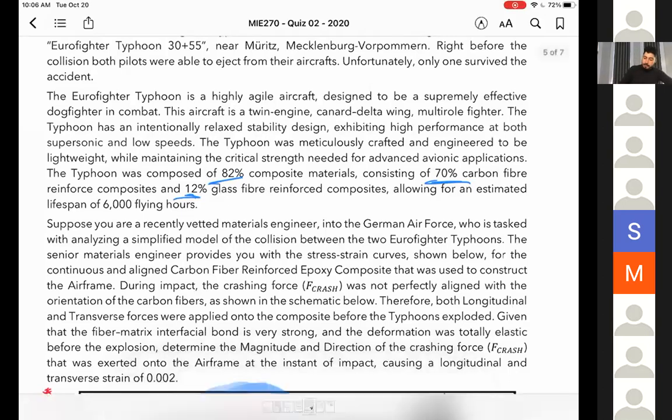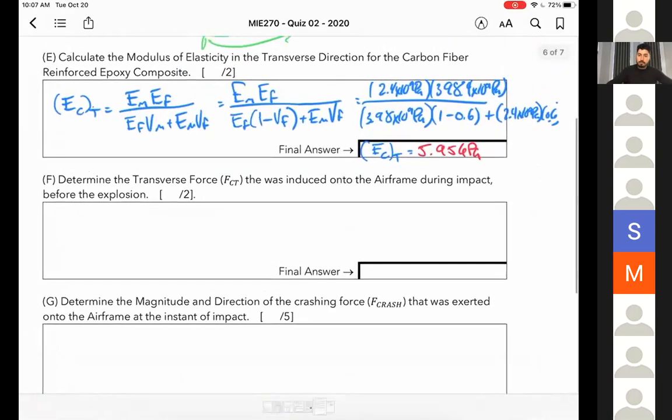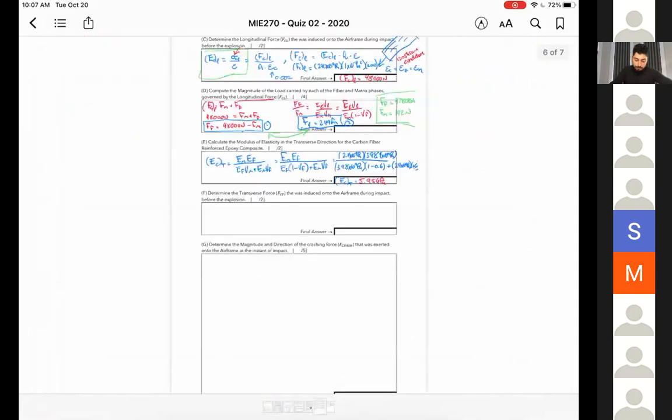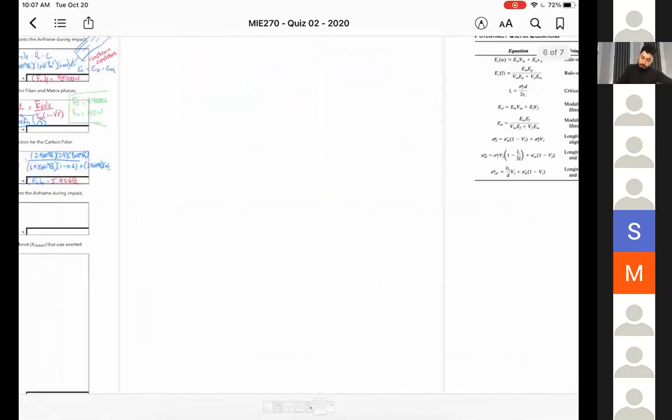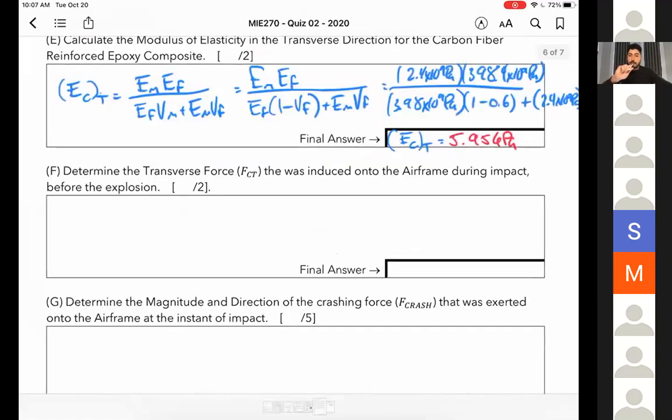Okay, going back. So everybody got 5.95. I didn't plug it in wrong, because I tend to have a habit of doing that. So yes, it's right. Okay. So now part F, determine the transverse force FCT, if I can get there, that was induced onto the airframe during impact before the explosion.